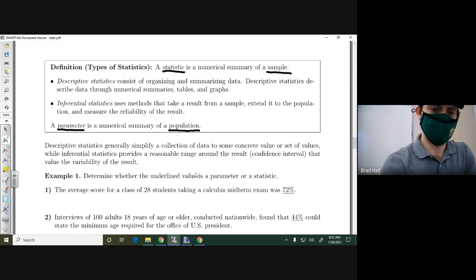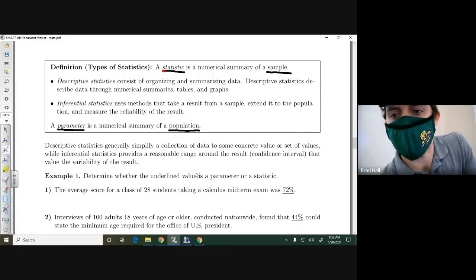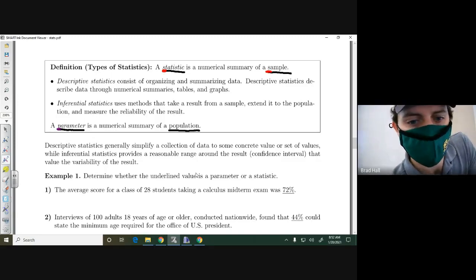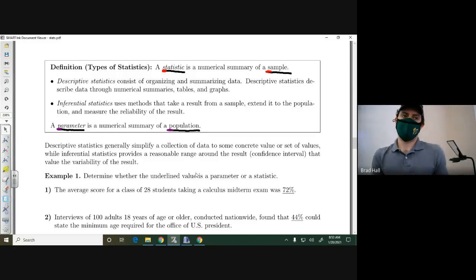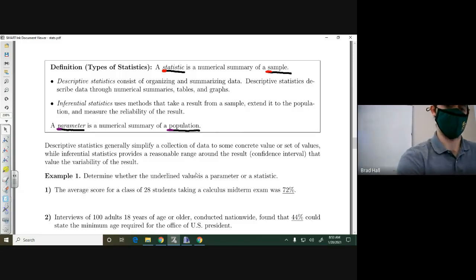So really the best way to remember it: statistic, sample; parameter, population. And it's called an alliteration when consonants repeat. I can't remember.